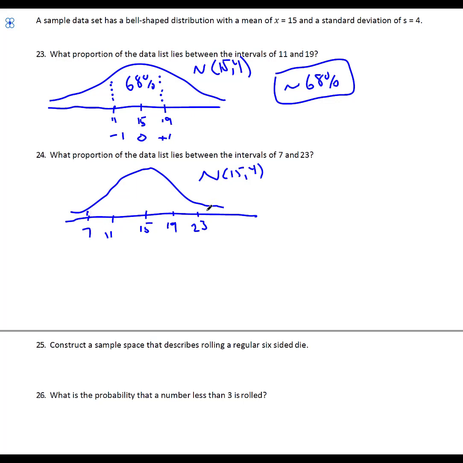So now we're looking at 2 standard deviations away. We're looking at plus 2 standard deviations this way, and minus 2 this way. So the data between there is 95%. So the answer to this one is approximately 95%. And that's what we're looking at for those. Again, you have to remember the 68, 95, 99.7 rule.